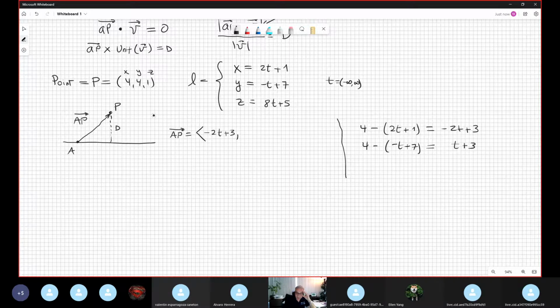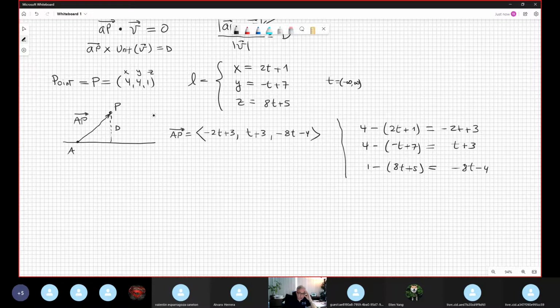So t is cancelled, I mean, distributed. I don't want to explain the algebra here, you know very well. So t minus 3, comma, and the z component is 1. Look, it is 1 minus this expression, which is 8t plus 5. So this gives me minus 8t minus 4. Okay, minus 8t minus 4.